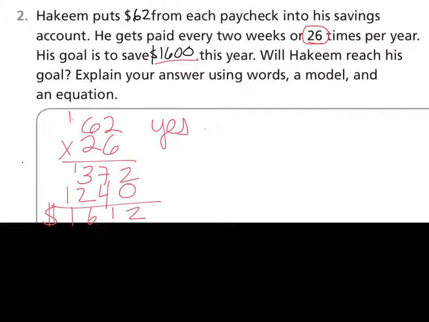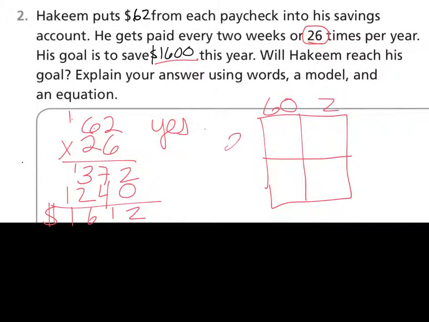You could show a model by remembering some of the ways that we learned how to do double-digit multiplication with 4 squares and 2 squares. So a simple model would be to take your 62 and break that into 60 and 2, and your 26 and break it into 20 and 6, and then fill in your model here.